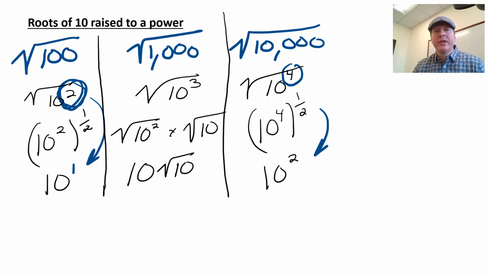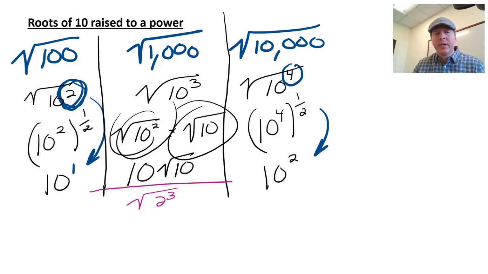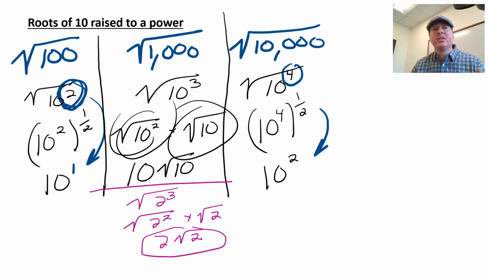So if you have the square root of 10 raised to an odd exponent, you can simply rewrite this as the square root of 10 raised to an even exponent, in this case 2, times the square root of 10. And that's true of anything raised to an odd power, any positive number raised to an odd power. If I saw the square root of 2 cubed, that's the same thing as the square root of 2 squared times the square root of 2. That is simply 2 times the square root of 2. So something to be aware of if you see the square root of a number raised to an exponent that is odd, a power that is odd.